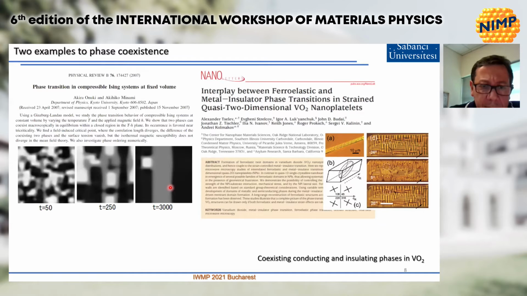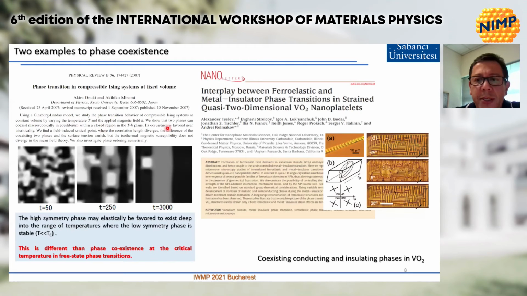Now, this has been analyzed earlier, so it wasn't us who talked about this for the first time. The first serious attempt, I think, was in 2007 by Onuki and Minami, where they simulated the phase coexistence, starting from an Ising model but adapting it to some type of Ginzburg-Landau type formulation. And moreover, the group of Selev also looked into this.